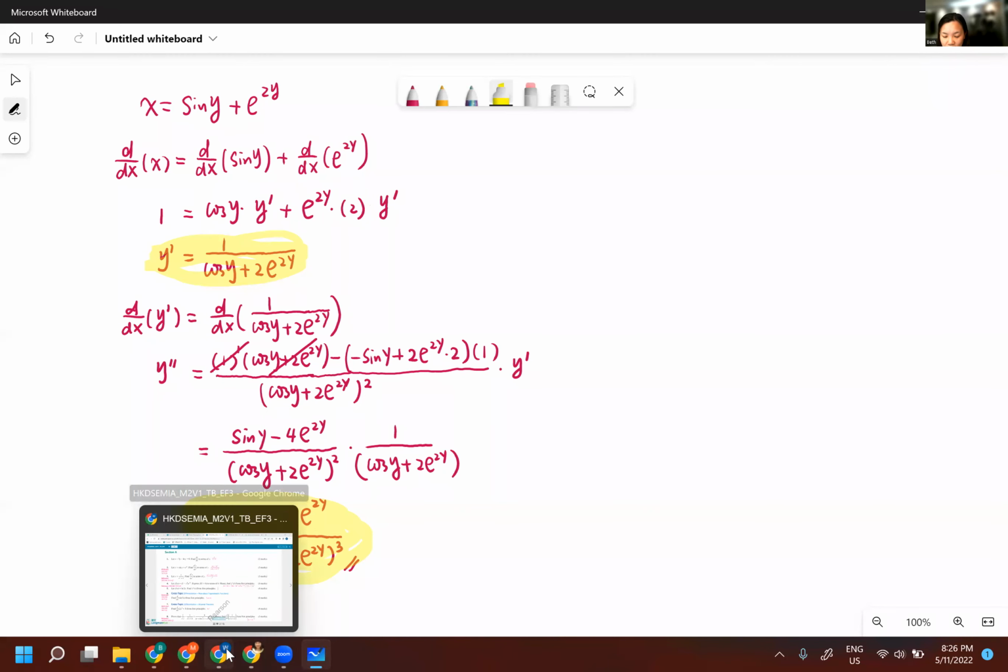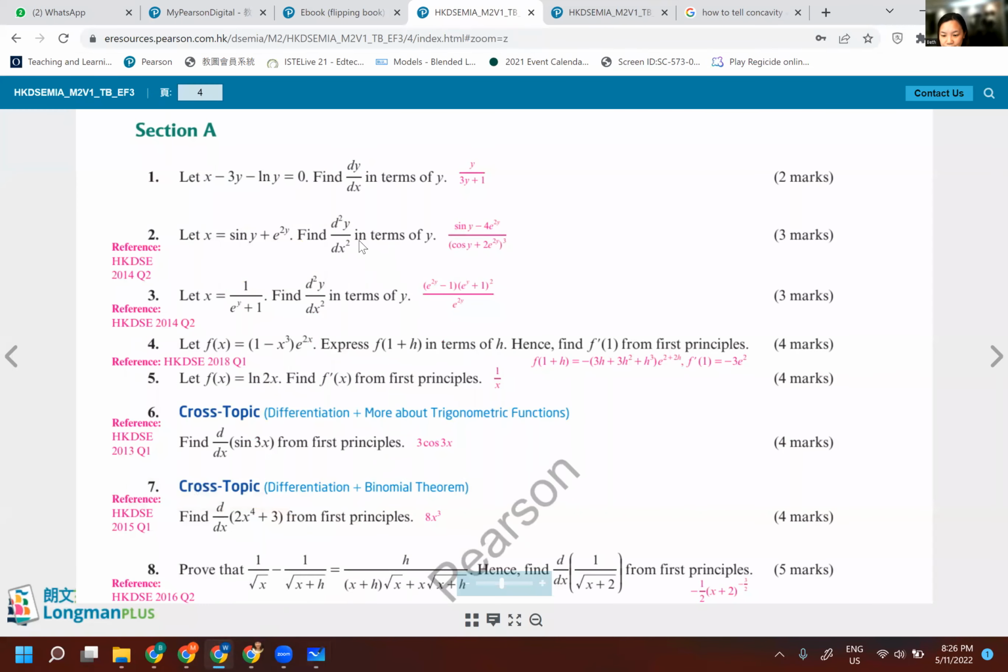From the textbook, there is this question, question 3. Now, why don't you practice and let me know if you are done? Meanwhile, I will show you all the answer. I will show you the detailed answer later. When you are done, let me know, please. Question 3.